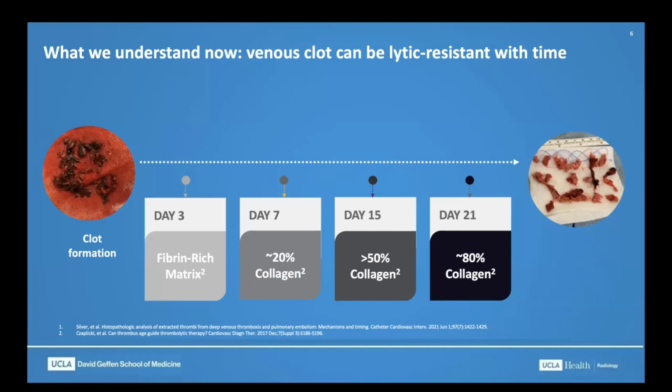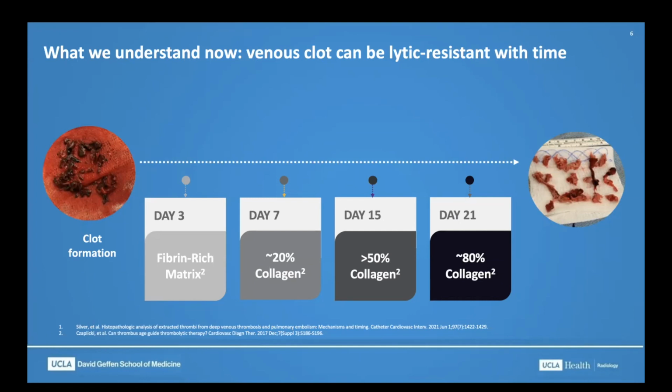And so now we also understand that clot morphology is different through time. By the time a patient comes in, it may already have been day 2 or 3 that they've realized that they're symptomatic, but it doesn't necessarily correlate to when the clotting process started. So if you look at a clot under the microscope on day 3, it's fibrin rich, and it could still be broken up by TPA.